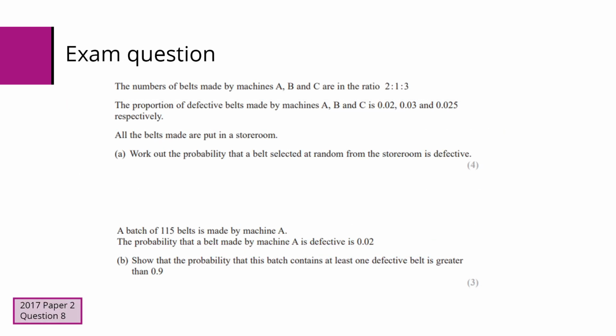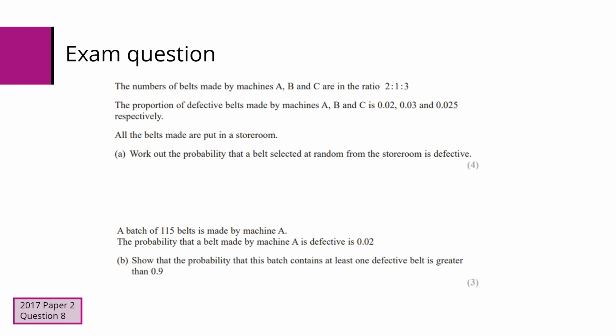So here's another exam question from 2017, paper 2, question 8. Again, it regards the belts made by machines A, B and C. The numbers of belts made by machines A, B and C are in the ratio 2 to 1 to 3. The proportions of defective belts made by machines A, B and C are 0.02, 0.03, 0.025 respectively. All the belts made are put in a storeroom.